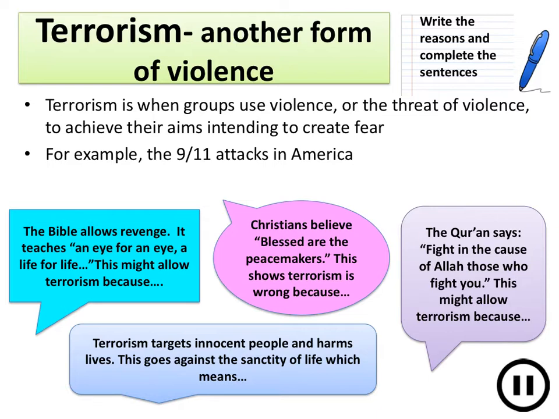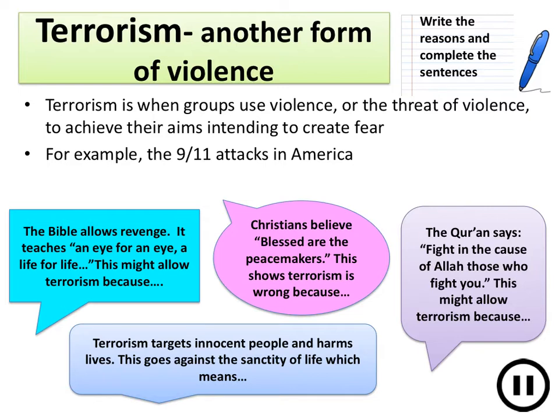The next one says that Christians believe blessed are the peacemakers. This shows that terrorism is wrong because it obviously doesn't create peace. Violence leads to more violence, and therefore those people who are committing terrorist acts are not going to be blessed by God.